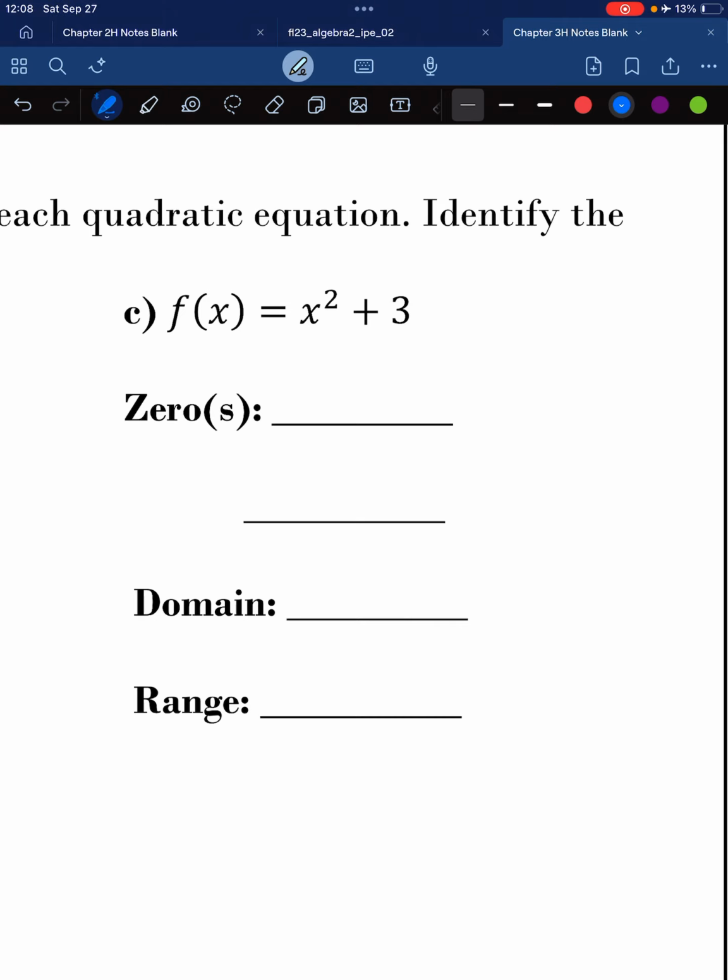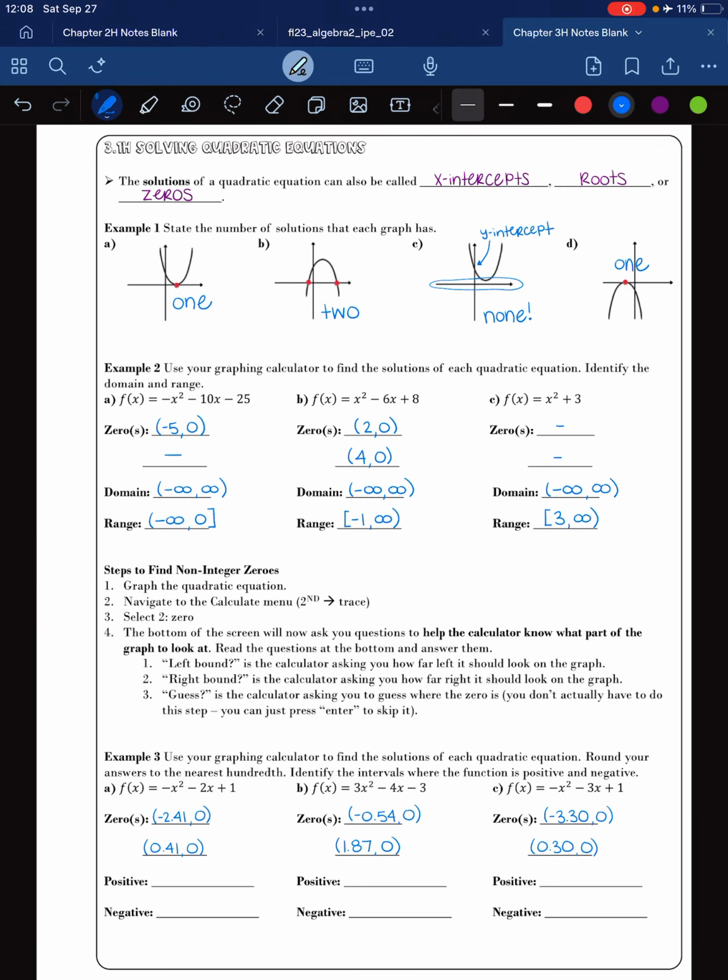Alrighty, again an upward facing parabola, which when we graph that actually has no zeros. That's interesting. That domain's still -infinity to infinity, and that range, since it's upward facing, has a minimum. The minimum value is 3, but then it goes up forever. Alrighty, some good practice with our calculator. Now let's do something extra fun.